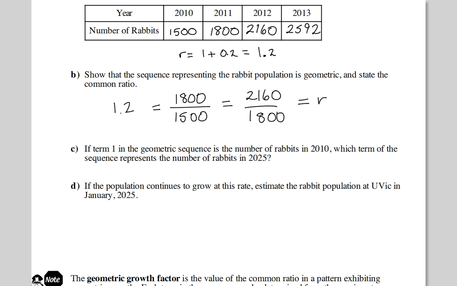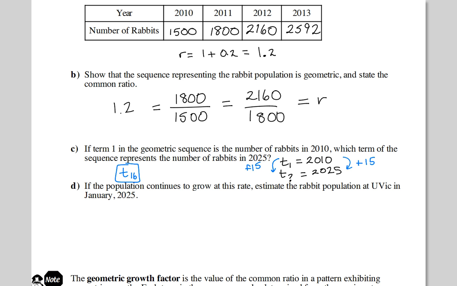If term 1 in the sequence is the number of rabbits in 2010, which term of the sequence represents the numbers in 2025? These ones are always kind of to mess with your head. If term 1 is 2010, then term question mark is 2025. If you think about it, how did we get from there to there? We had to add 15 more terms. So it would be T16.